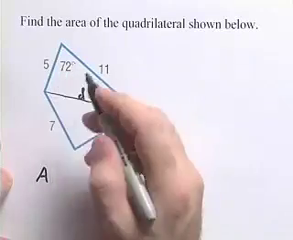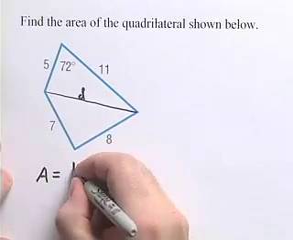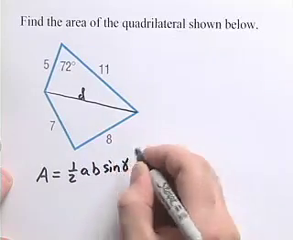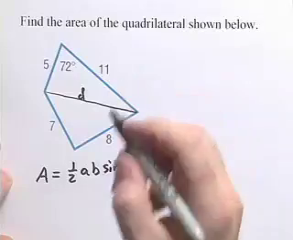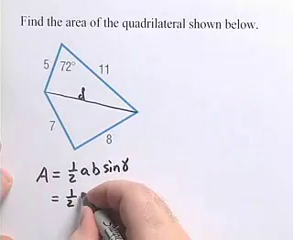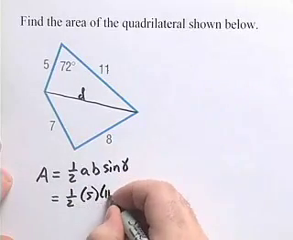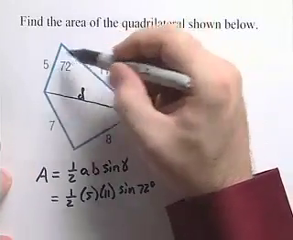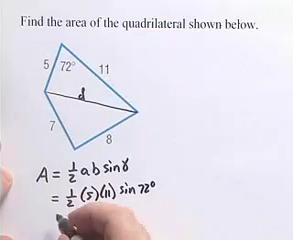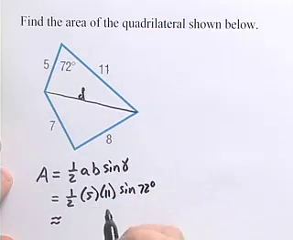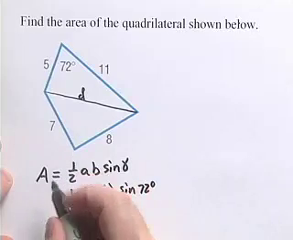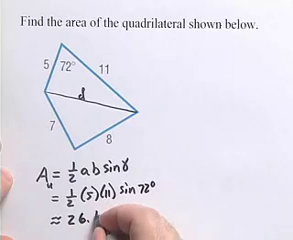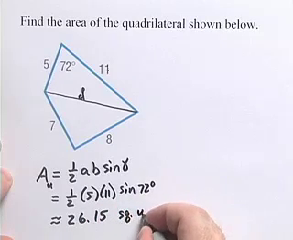Since we know this angle measure, we're going to go ahead and use our formula that the area is equal to 1/2 A times B times the sine of gamma. We'll just call this angle gamma. Using that formula, we get that the area is 1/2 times 5 times 11 times the sine of 72 degrees. Note that we're using these two sides on either side of the angle. If we evaluate this, we'll find that the area of the upper triangular region, we're going to call that A sub u for upper, is about 26.15 square units.